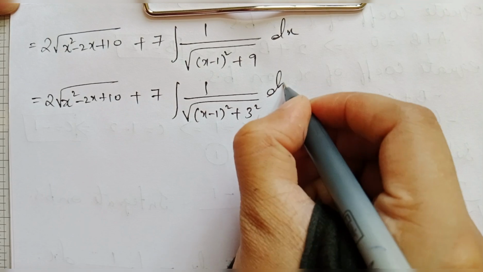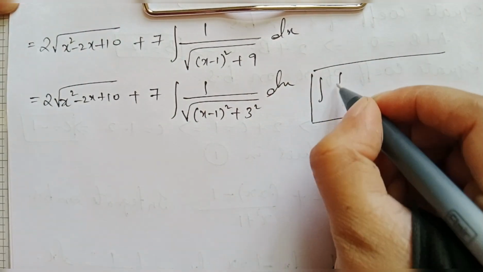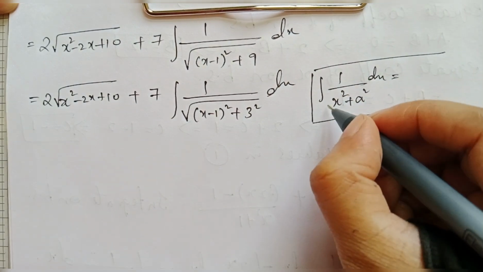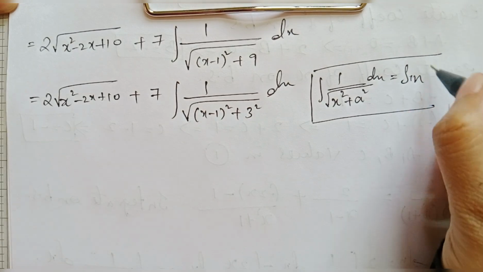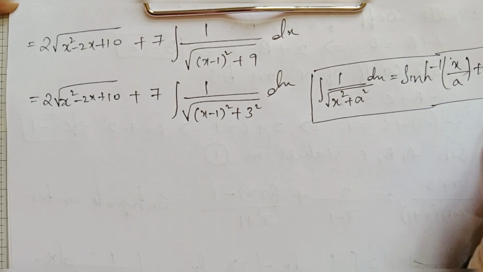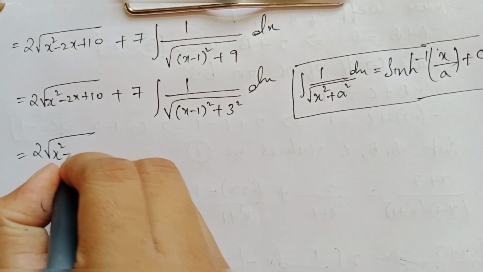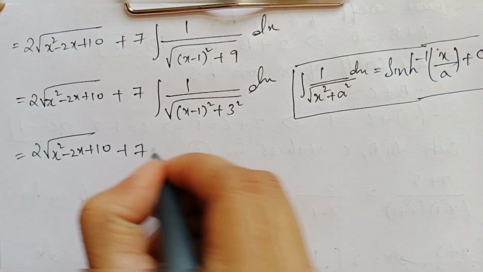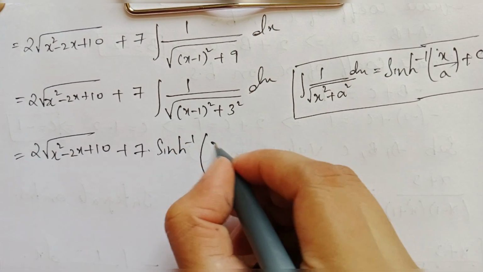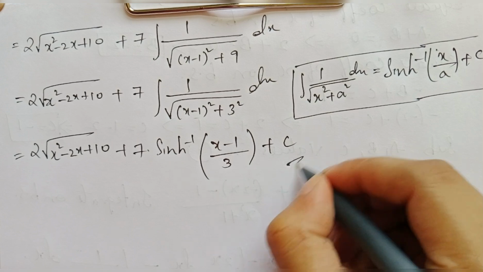Now this is in the formula integral 1 by root of (x square plus a square) dx, which is equal to sinh inverse of x by a plus c. Okay, so this can be written as 2 root (x square minus 2x plus 10) plus 7 into sinh inverse, the value of x is this one, so it is (x minus 1) by the value of a is 3, plus c is our answer.